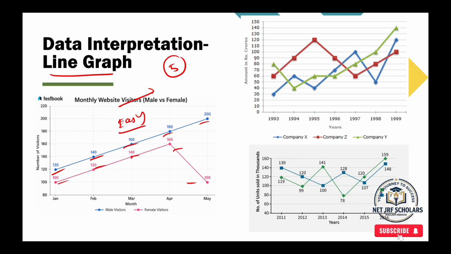And next we have one where all the points are on the line. If all the points are on the line, it means all the data is in zeros. So you can also calculate, but you need to identify, because there are three different lines. So all are zeros. It's a medium, and a little time taking.